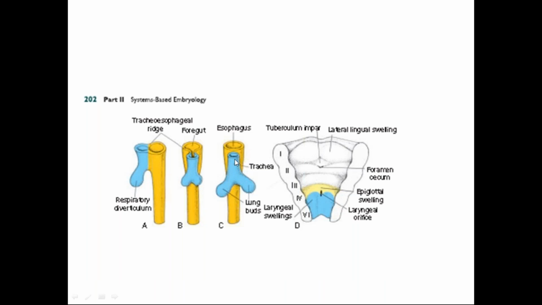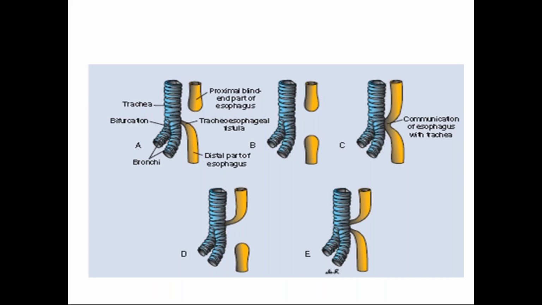Now look at this. As it is growing caudally, this goes as a diverticulum. So that means, as these go down, a septum forms and the septum separates the foregut from the trachea. We can see this is the trachea, and this is the esophagus, which would be forming, coming from the foregut.